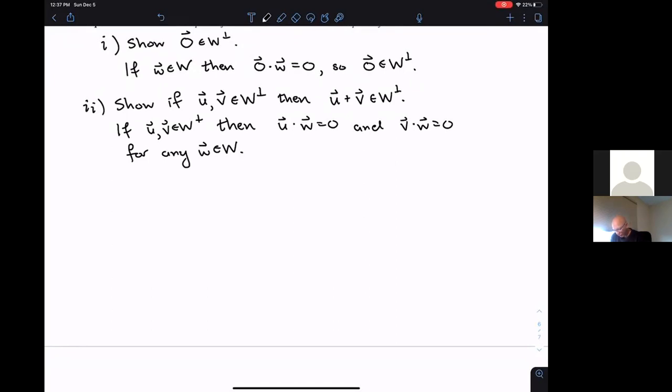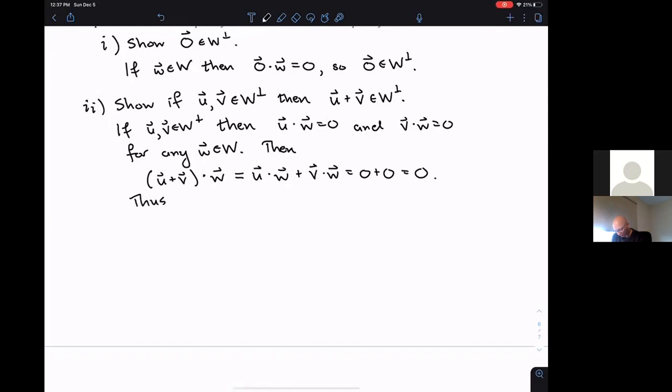Well, this is something that I actually know how to compute because of the properties of dot products, right? So u plus v dotted with any w, because I know the dot product is distributive, this equals u dotted with w plus v dotted with w. But from our above assumptions, that's 0 plus 0, which is still 0. Thus, u plus v is also orthogonal to everything in W, and thus is in W perpendicular.